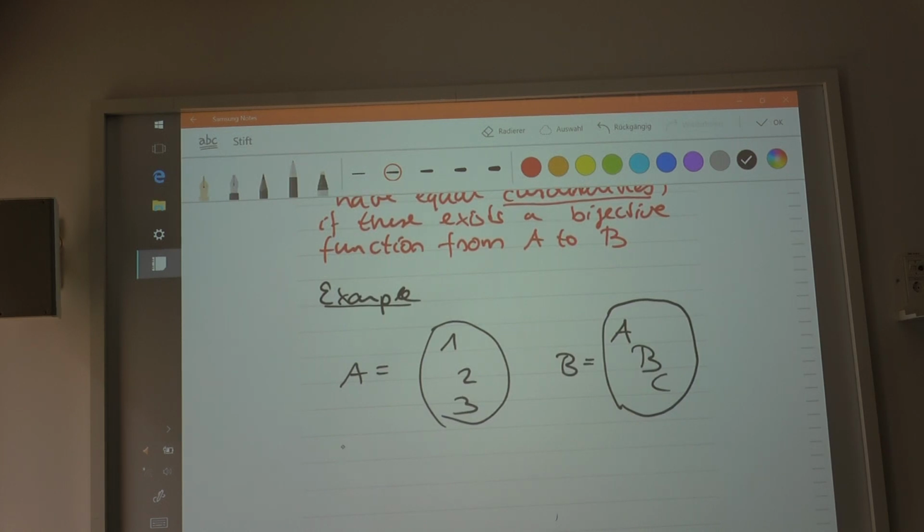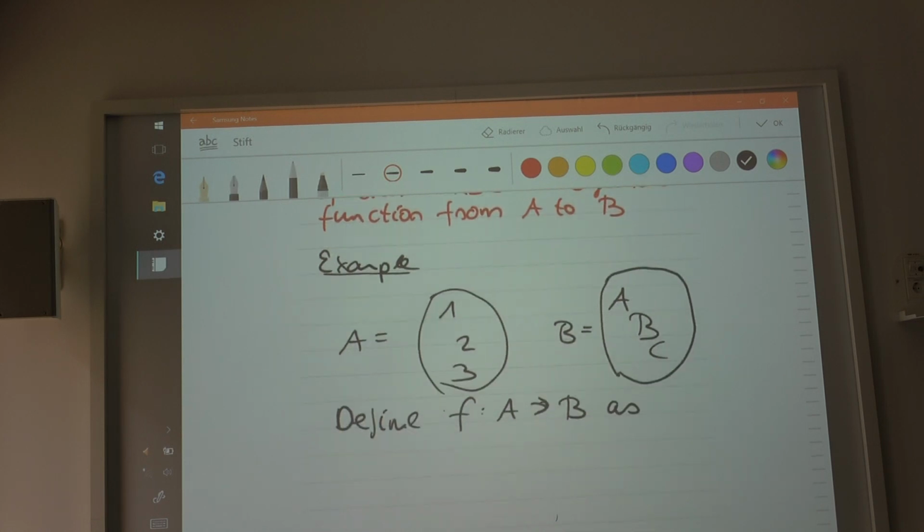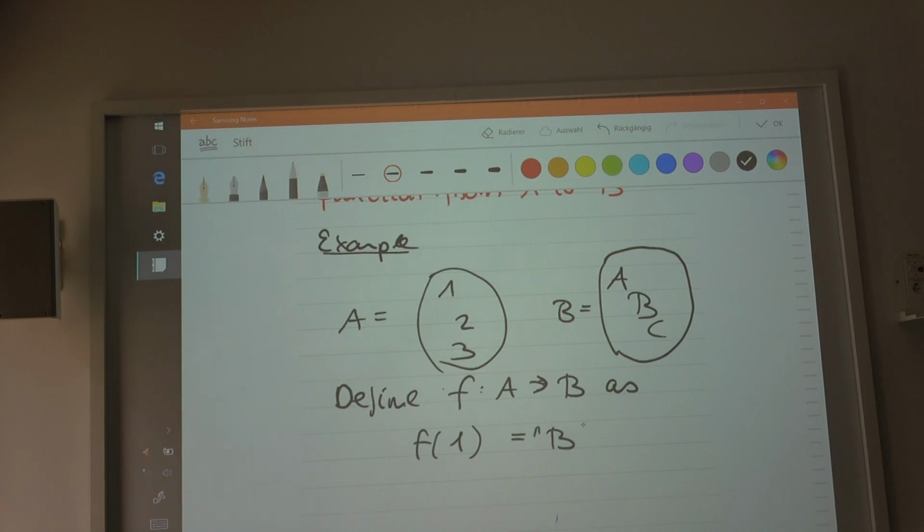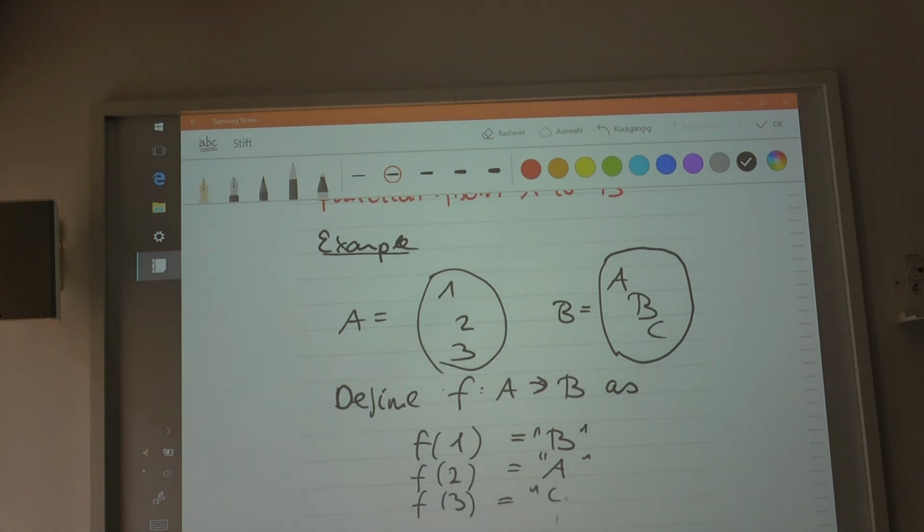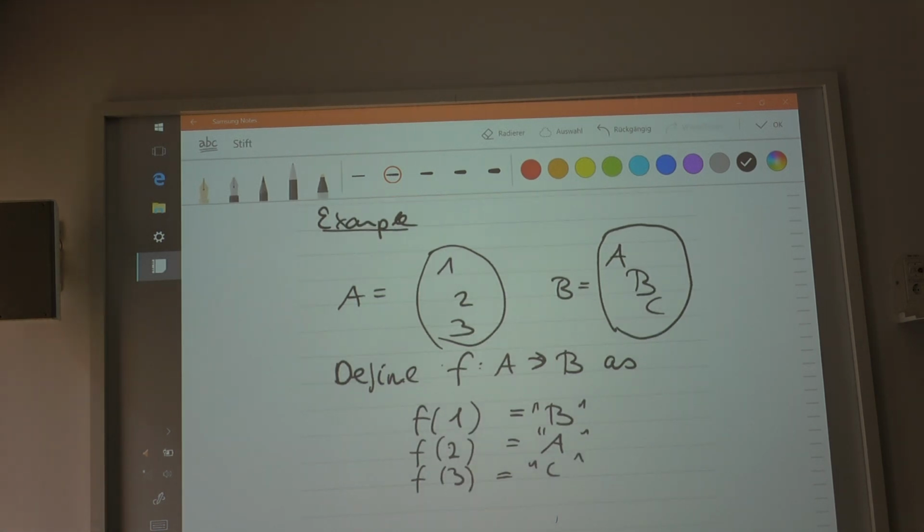And if we define a function f from A to B as follows, the image of the number 1 shall be, let's say, "b". I put this in quotation marks, guys. Then the image of 2 shall be equal to "a", and the image of 3 shall be equal to "c". In that case, you can clearly see that the function f is bijective.